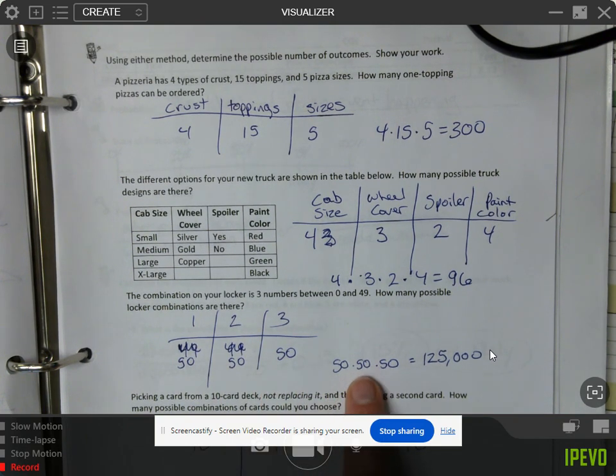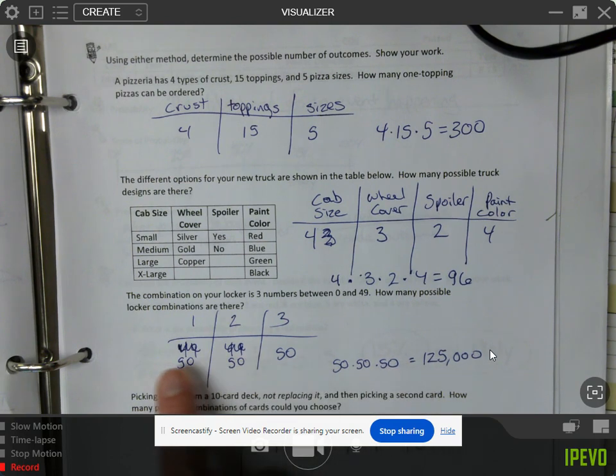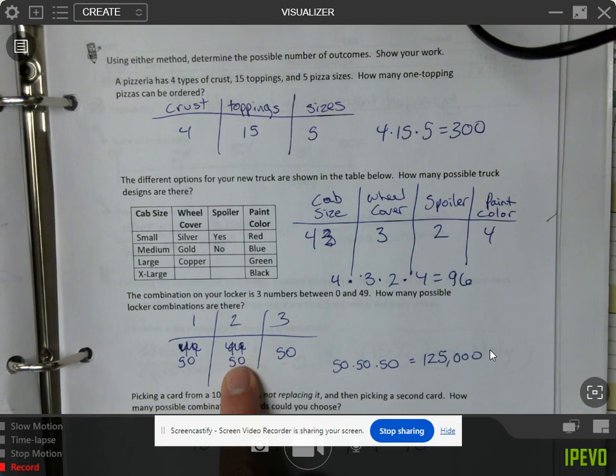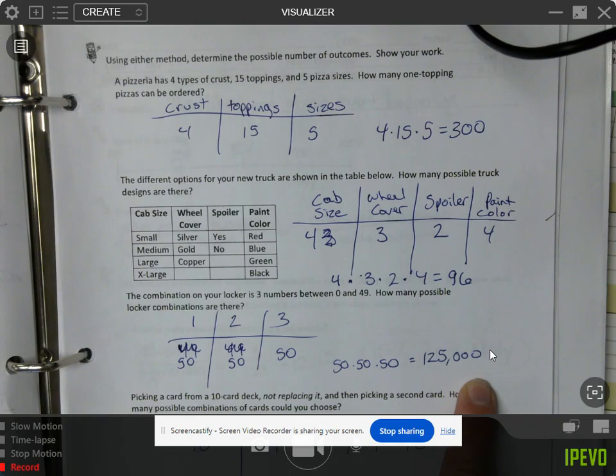So if I multiply 50 times 50 times 50, I saw some of us do 50 times 3, but there's not 3 outcomes. There's 50 outcomes, 50 outcomes, 50 outcomes. There's 3 events. We have to be very, very careful with that. Does that make sense how we get 125,000 different combinations?